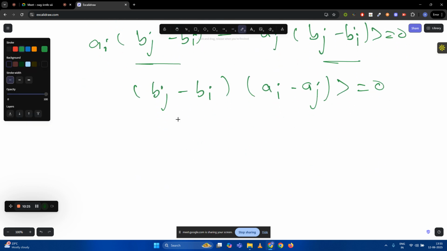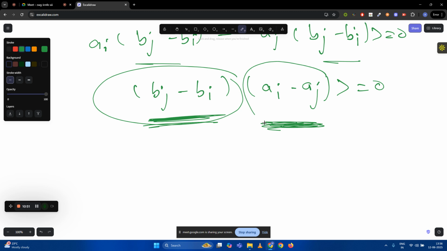Now, for this product, can you prove from here? How can we say? From this product, you can easily see that for this product to be greater than or equal to 0, this has to be positive and this has to be positive. Both have to be positive, or both have to be negative.